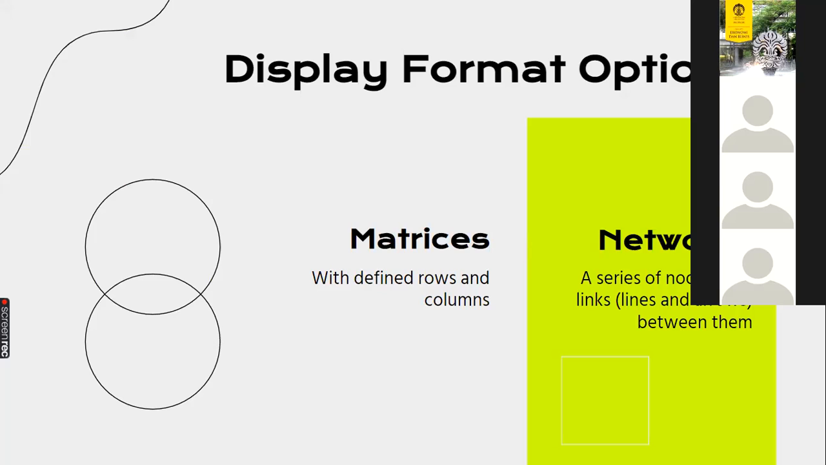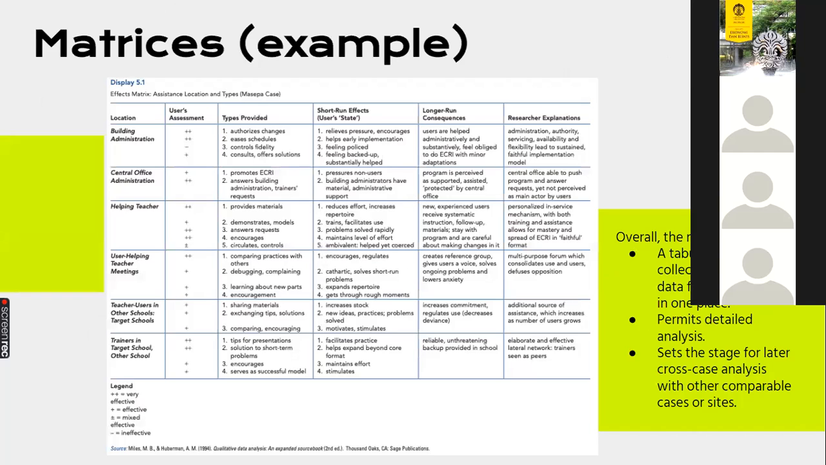The format can vary as much as the imagination of the analyst, but here we're just going to focus on these two formats, matrices and networks, in which matrices have defined rows and columns, and networks are more a series of nodes with links, which are the lines and arrows between them. Next slide.